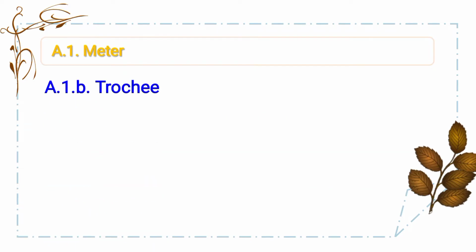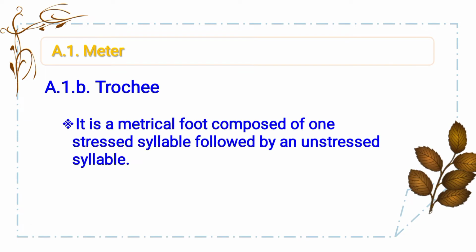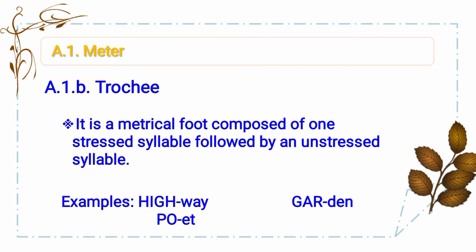Next is the trochee. It is a metrical foot composed of one stressed syllable followed by an unstressed syllable. So, it is just the reverse of the iamb. Here are some examples. First, highway. The high there is the stressed syllable, the way is the unstressed syllable. Same with poet and garden.